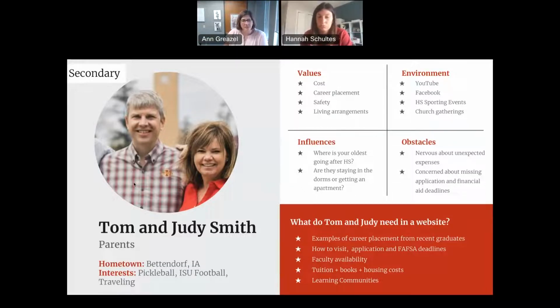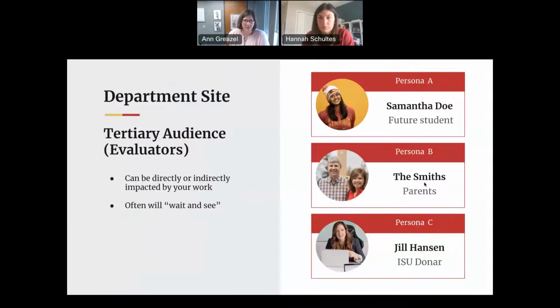Also, they want to learn about learning communities. Every department, I think, has different learning communities that surround students, folks studying and graduating and doing activities that are similar to their own. So that's something unique that we offer at Iowa State.